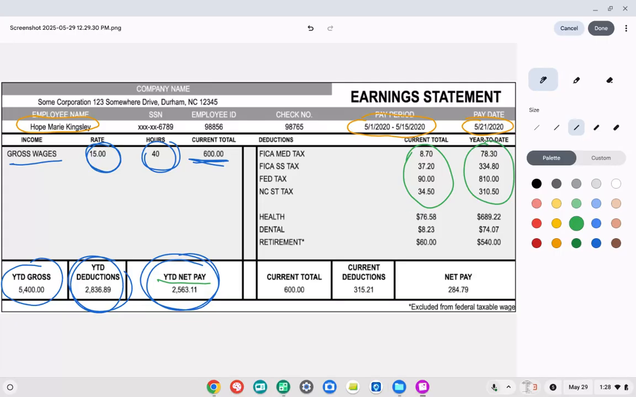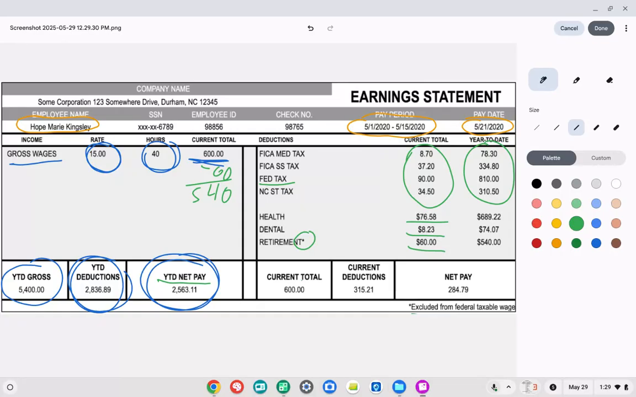On the bottom section over here are some optional deductions that the employer allows her to deduct from her paycheck, such as health insurance, dental insurance, and retirement. Notice this little star about retirement tells us that it's excluded from federal taxable wage, which means that she does get to deduct that, and she does not have to pay taxes on this $60. So 600 minus 60 is 540, and when we calculate the amount of taxes she's paying for the federal tax, that is going to be out of $540.